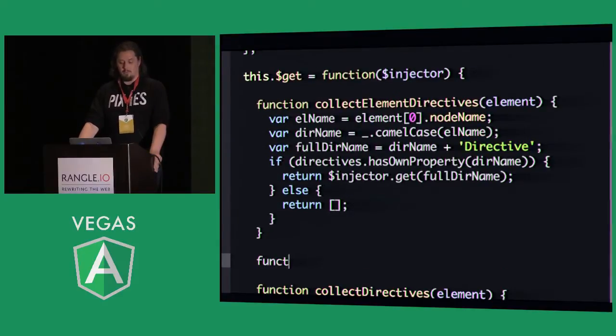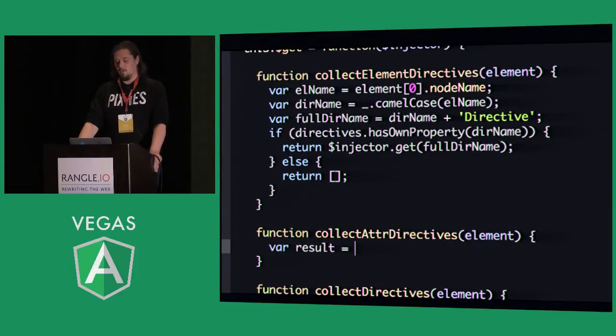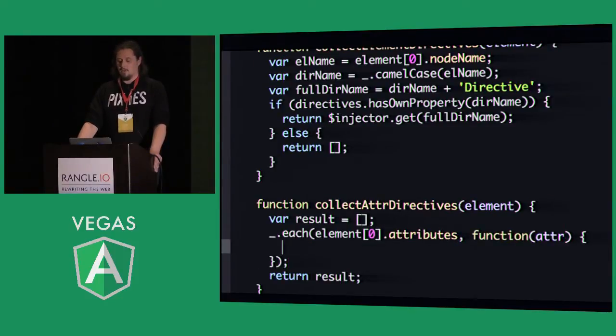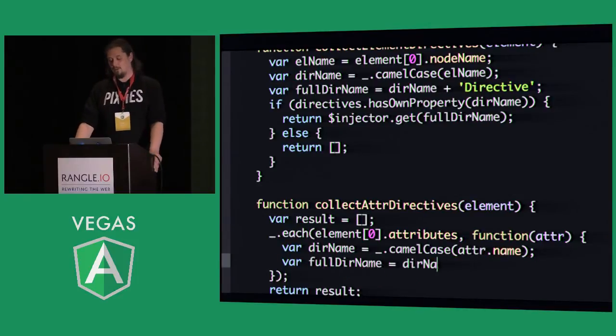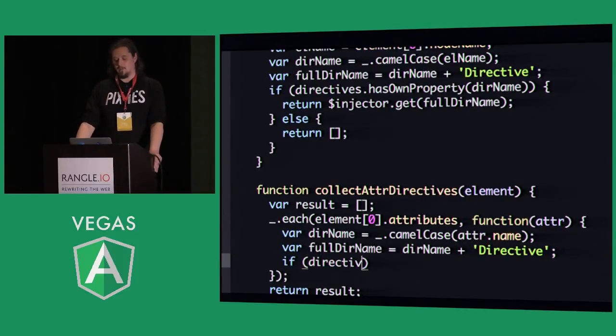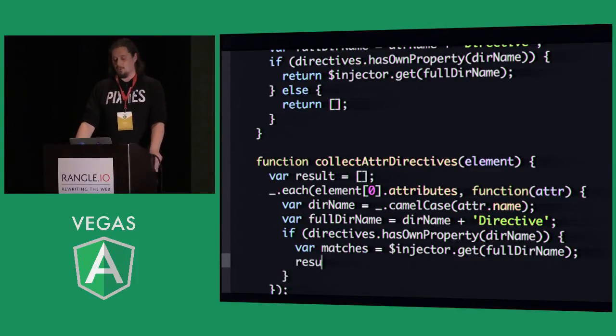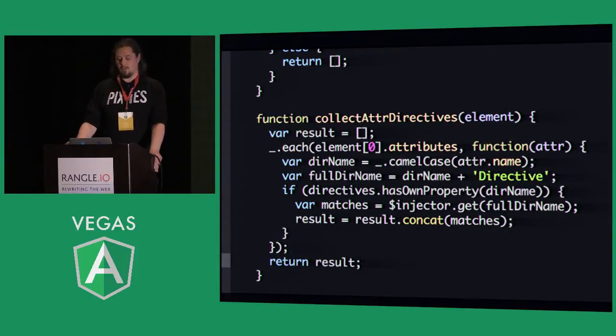For attributes, we repeat pretty much the same trick. We just need to have a loop over the attributes because there may be any number of them on an element. We go over the attributes, camel case each of their names, and then check if we have matching directives for that camel-cased attribute name. And if we do, we instantiate them using that injector, the factory we put into the injector. We combine the results all into this single array and return it. And that gives us an array of all the directives that match any attribute names on this element.